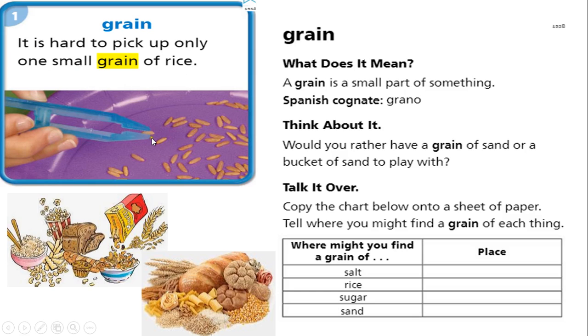So when we say grain, we mean these little pieces over here. Grains come from rice, wheat, and so on. And we make out of it bread, pasta, and these little pieces of corn over here that makes the popcorn. We call them grains.